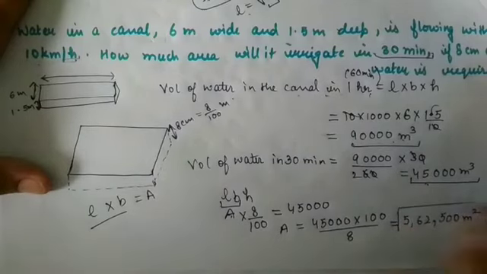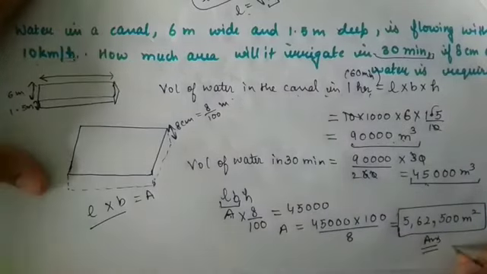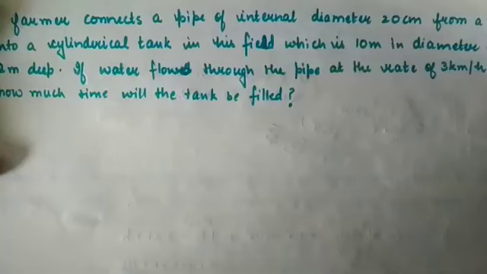So this is the area that is irrigated in 30 minutes, and this is your answer. Now let us see the last question of this exercise. So this question is also similar to the previous one.